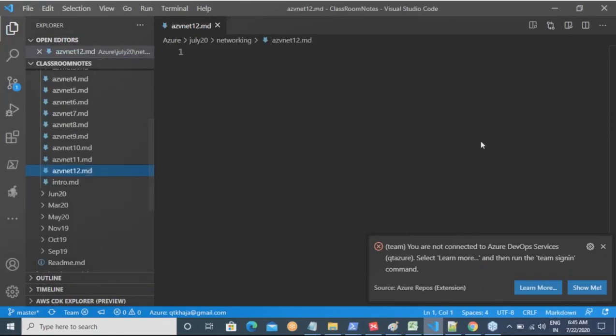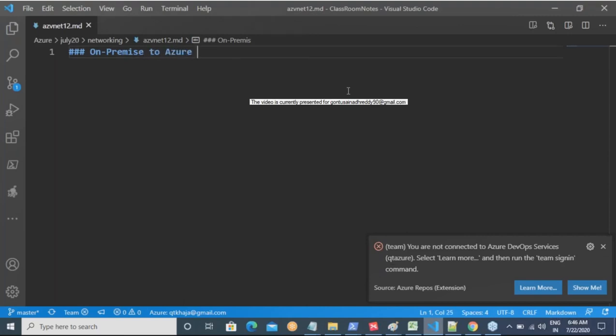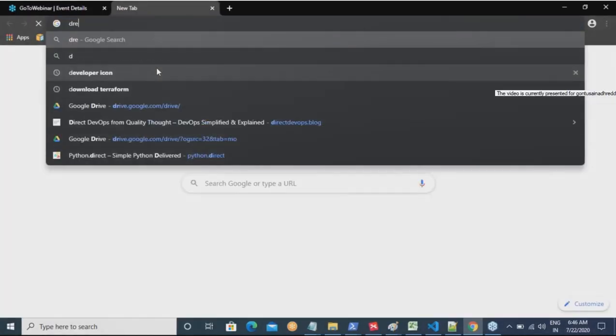Okay, right? So yesterday we were trying to understand how do I connect on-premises to Azure. So this was the whole discussion which we had, right? On-premise to Azure connectivity. Okay. So let us quickly go through yesterday's class.